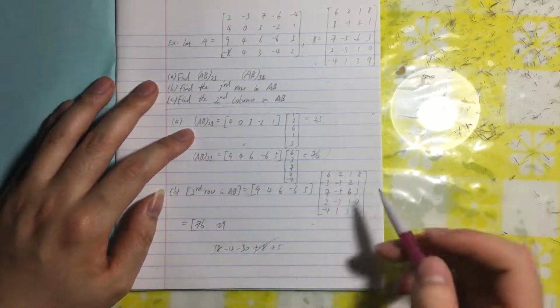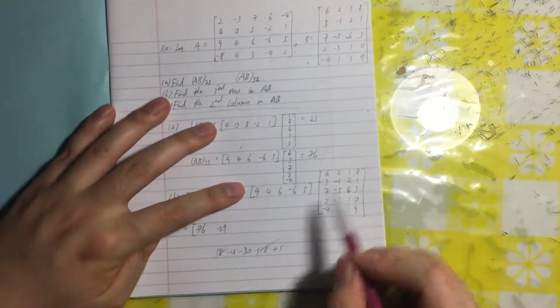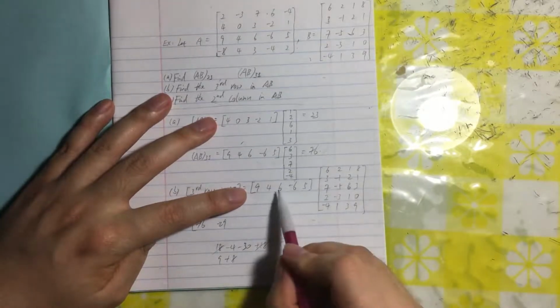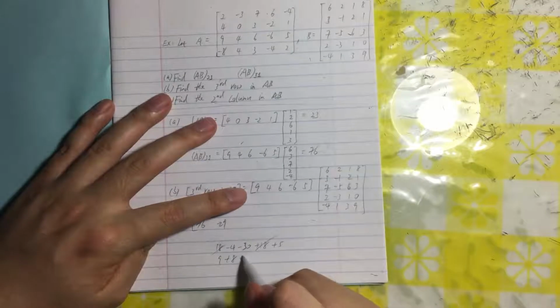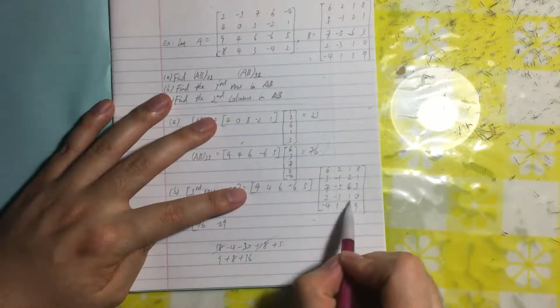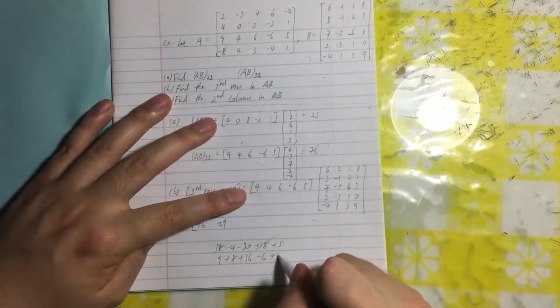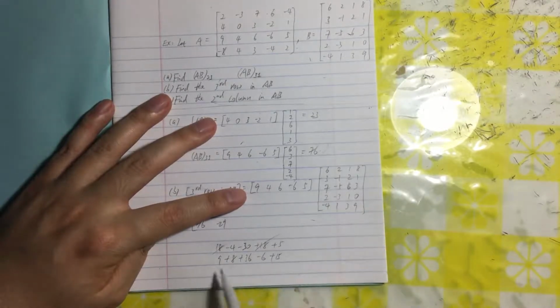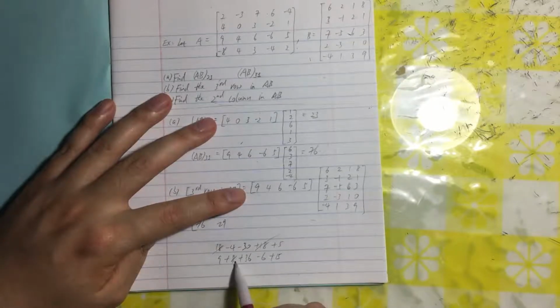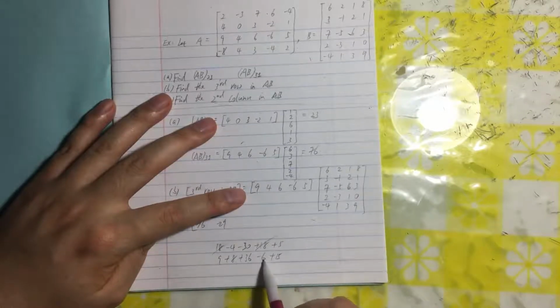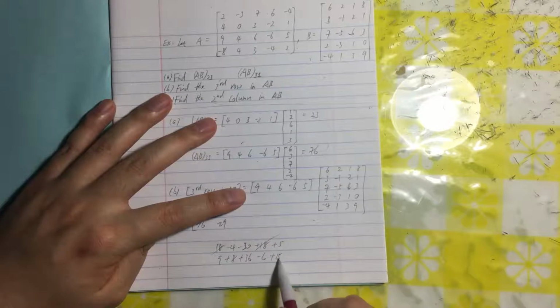Next, take this row times the third column. 9 times 1 is 9. 4 times 2 is 8. 6 times 6 is 36. -6 times 1 is -6. 5 times 3 is 15. 9 plus 8 is 17. 17 plus 36 is 53. 53 take away 6 is 47. 47 plus 15 is 62.